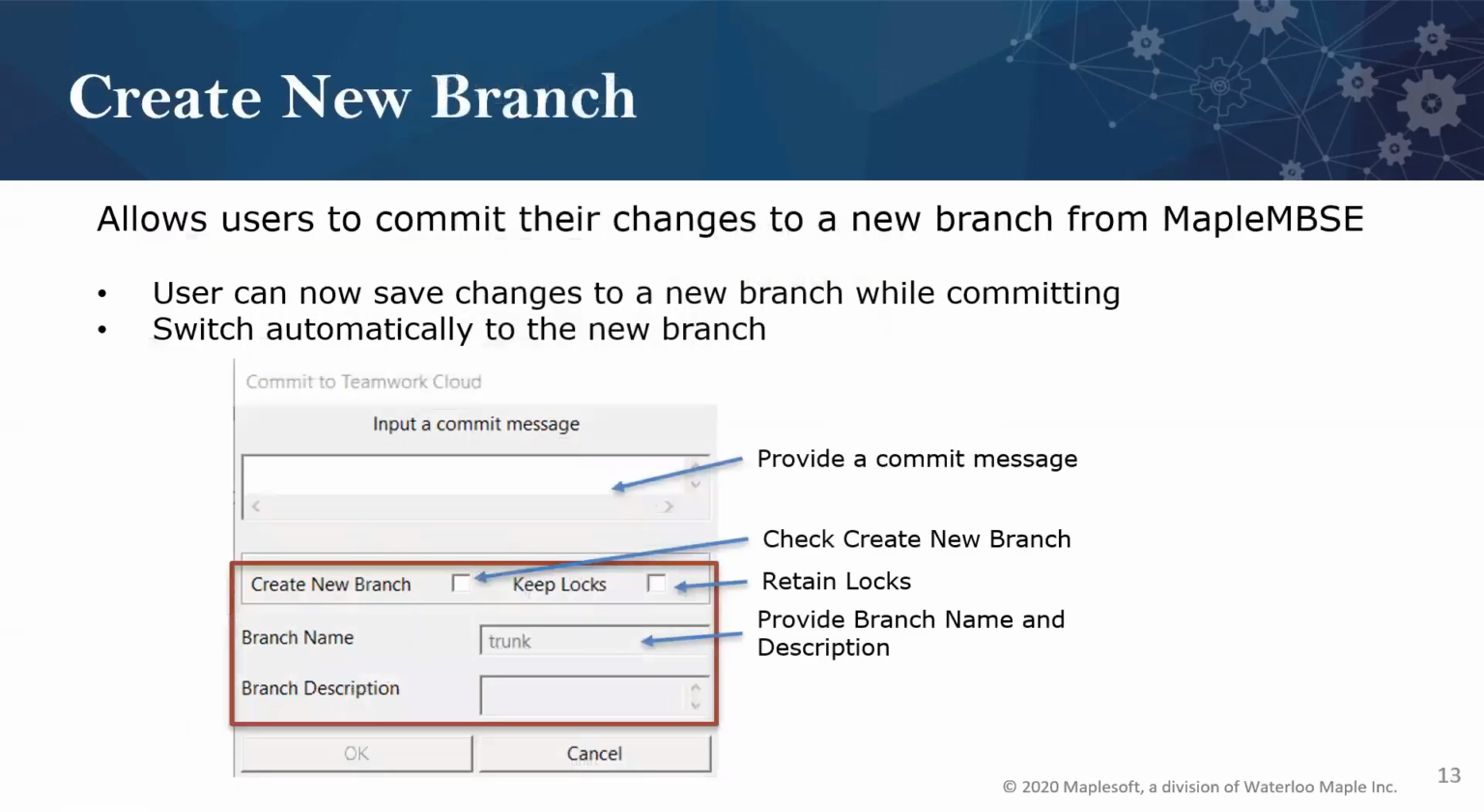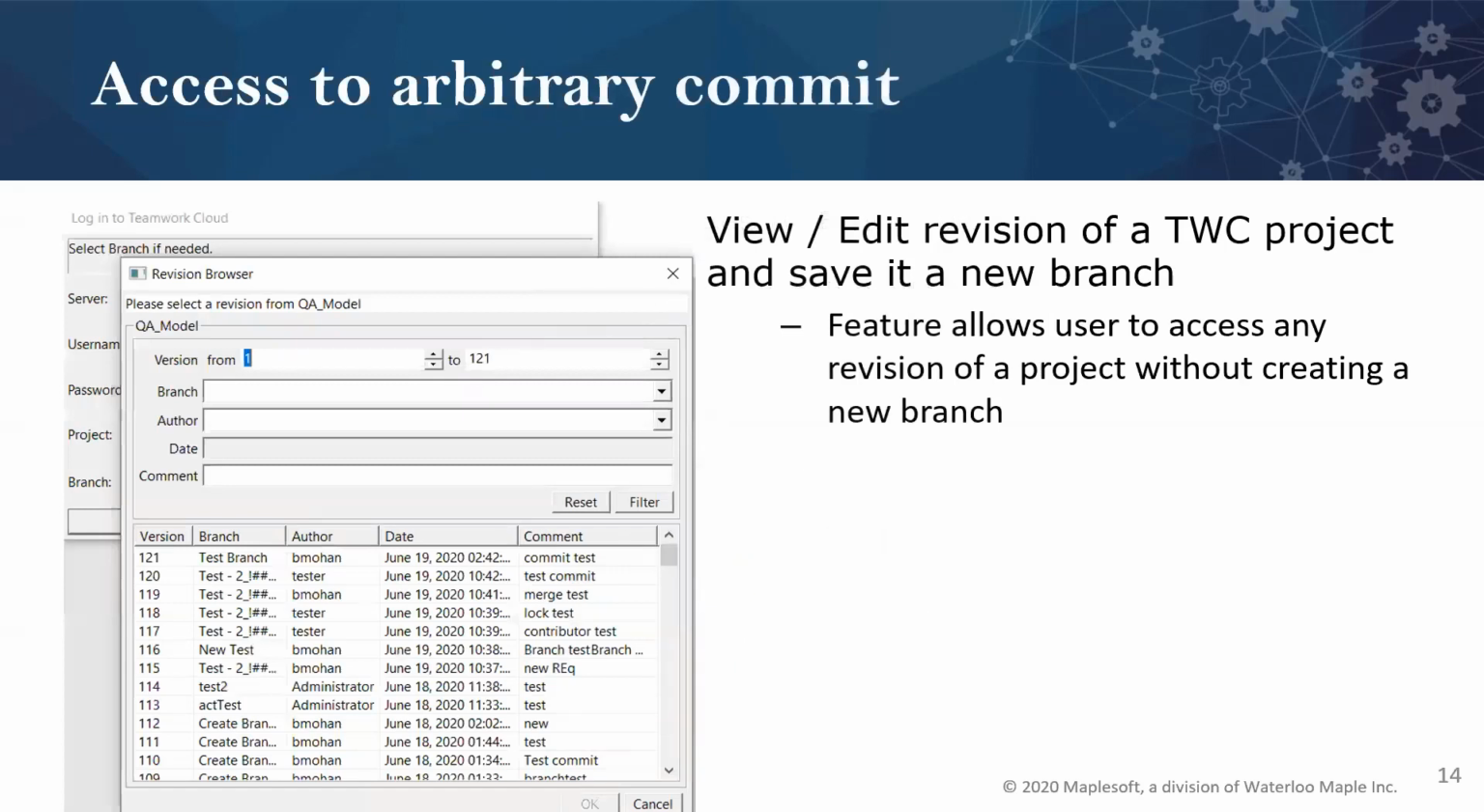So for users who do not have the permissions to create a new branch, this checkbox will be grayed out. And also while accessing an arbitrary commit, you now have a complete revision browser to see the different revisions that are available for the project, what branches are available, who has recently made a commit to the model, when it was committed, and any comments. You'll be able to filter based on it.